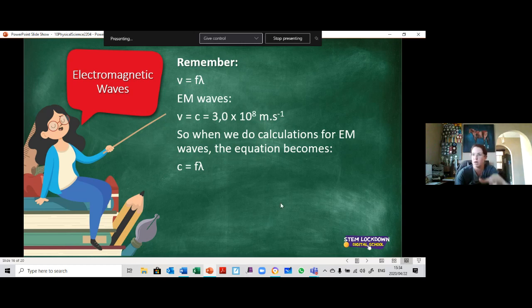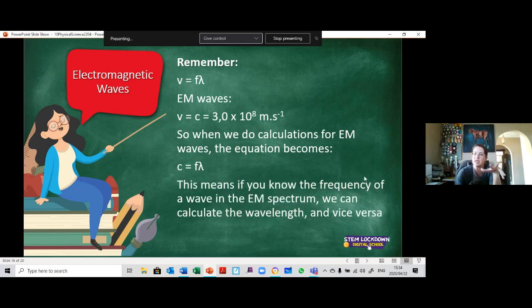Right. Now this means that if I know the frequency, I can calculate the wavelength. If I have the wavelength, I can calculate the frequency, because I always have a speed of 3,0 times 10 to the power 8. Like I say, guys, the maths for this comes in with the energy. So the maths for EM waves comes in tomorrow's section.